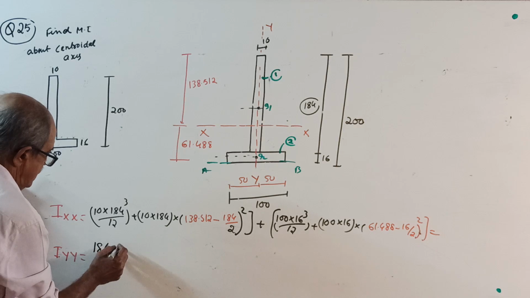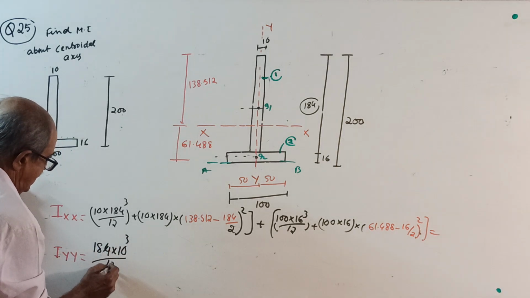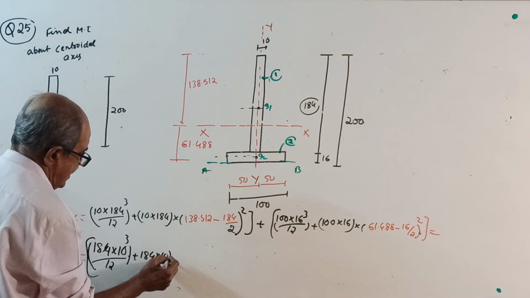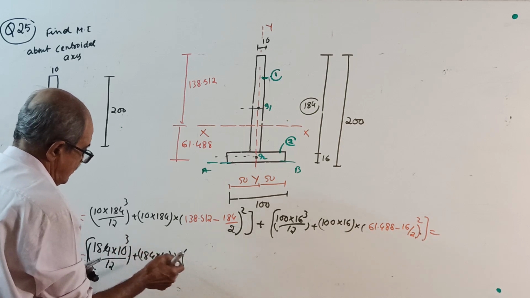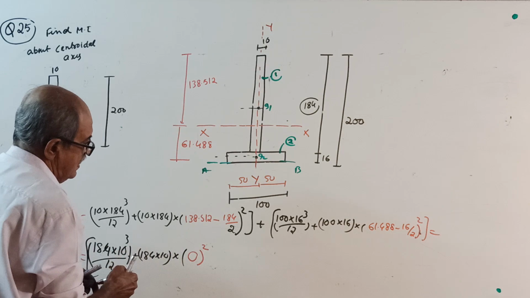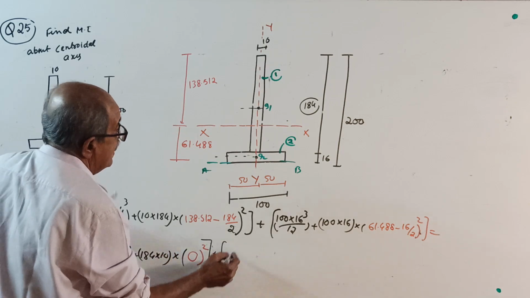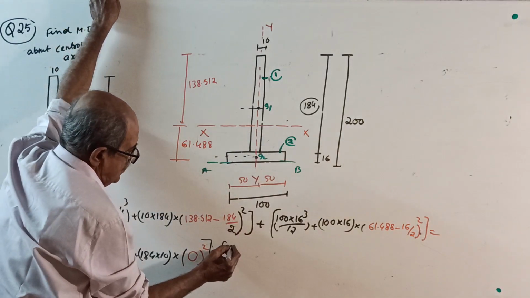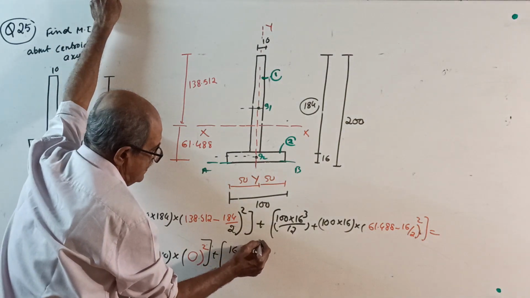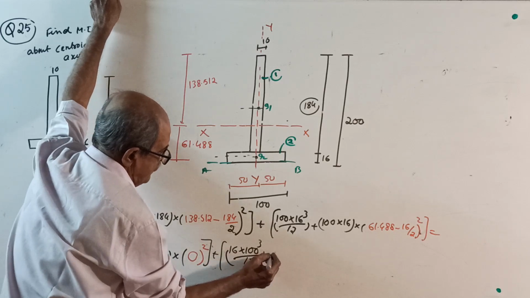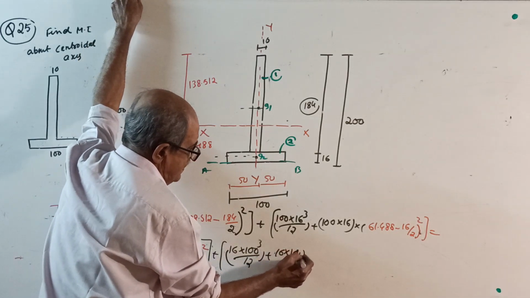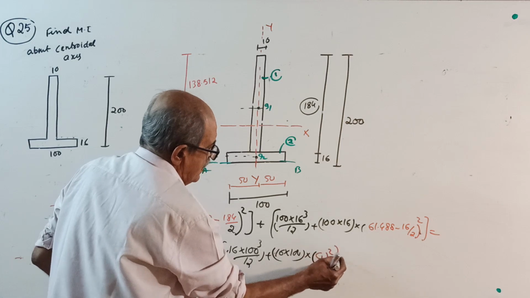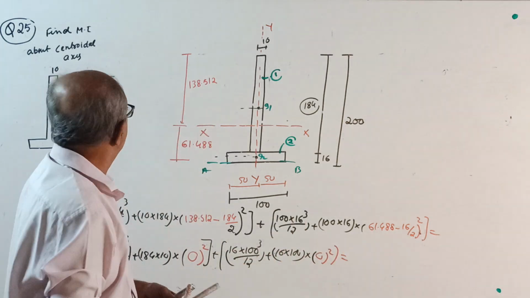First, I about its own axis: 184 into 10 cube divided by 12 is Ig, plus 184 into 10 into 0 square. I already told you more than 10-15 times, 0 square. First one over. Second one, I about its own axis: 16 into 100 cube by 12, plus area 16 into 100 into again 0 square. Over. Calculate the answer.